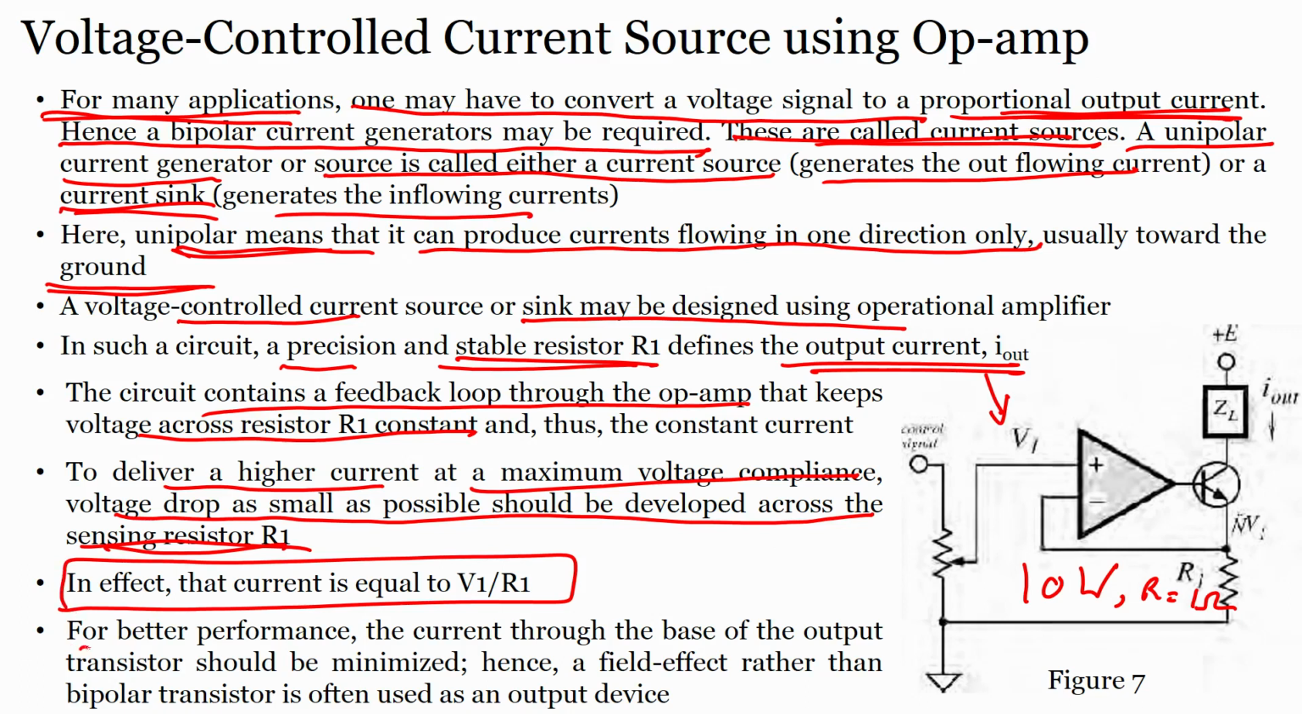So, for better performance, the current through the base of the output transistor should be minimized, hence a field effect transistor rather than a BJT is often used, right. The current through the base should be minimized, and that is why instead of BJTs, if we use FETs, it is better.